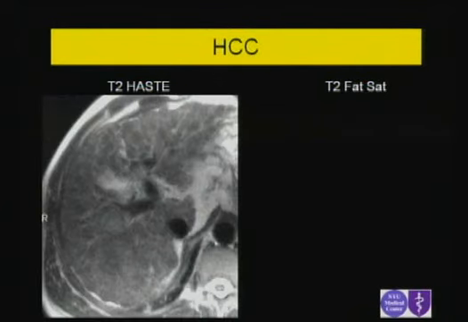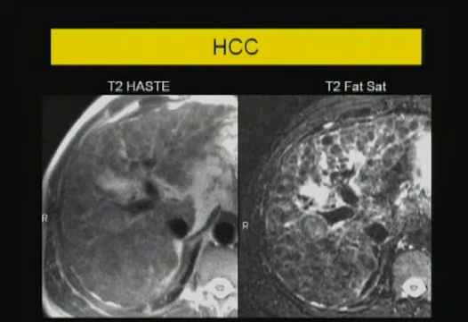HCC typically is bright on T2. This is classic, but however, this is not really the case. This is a case of a cirrhotic liver where you see extensive fibrotic changes, bright on T2, and you see a more focal lesion here adjacent to the right portal vein, better seen on the T2 fat sat or STIR than on the HASTE sequence.